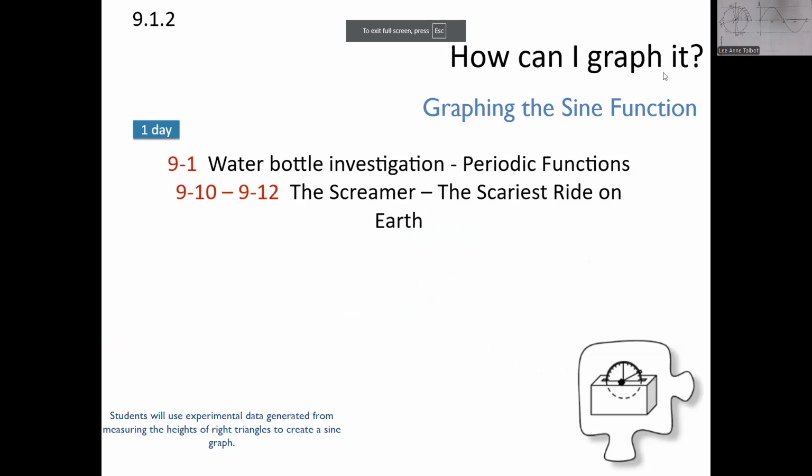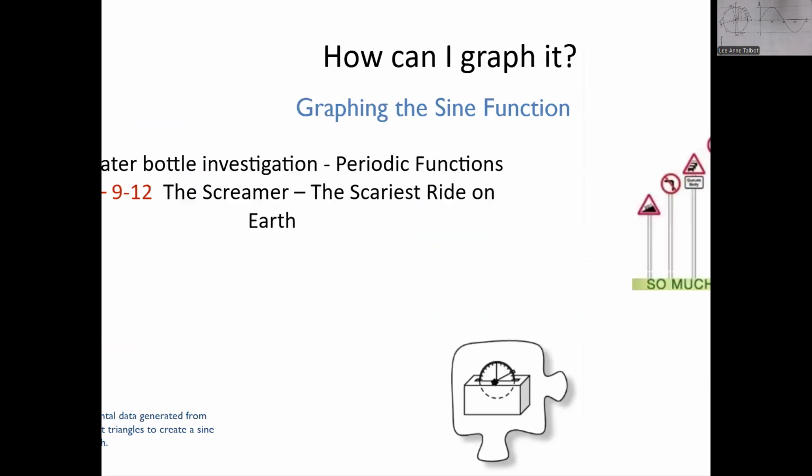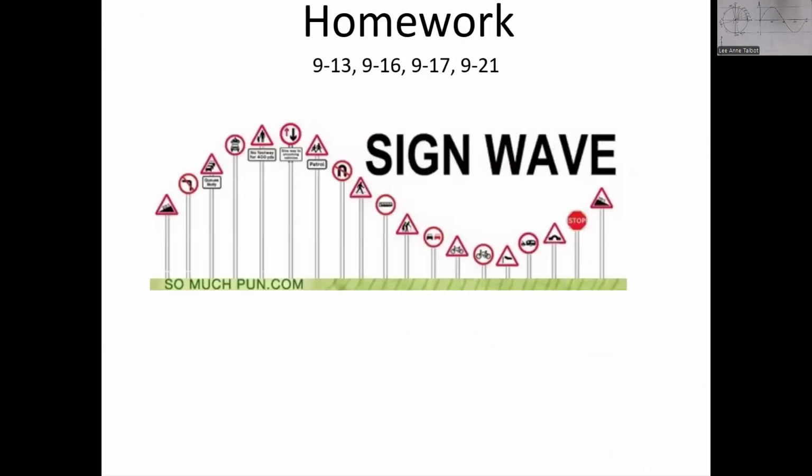Okay, so our goal for today was to graph the sine function. I think we did. Number 1 was water bottles, and 10 through 12 is about the screamer. Homework is 4 problems, 13, 16, 17, and 21, and I made you a sine wave.